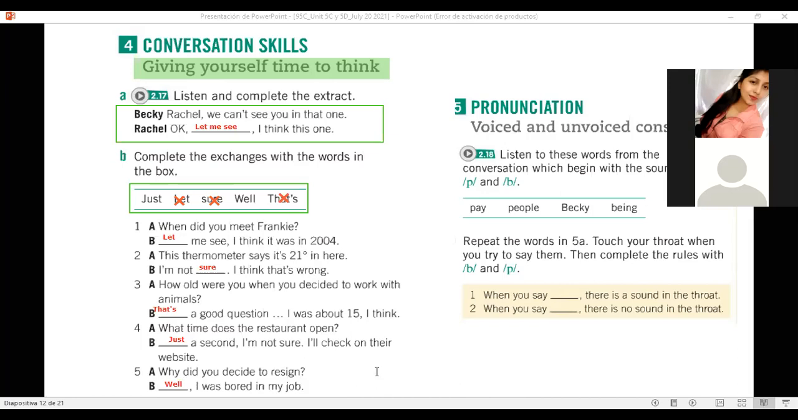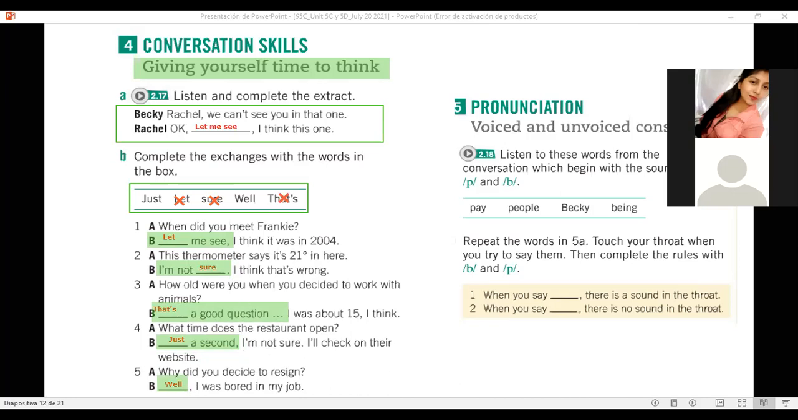Well, cuando ustedes dicen bueno, nos están dando como que esos 2 segunditos extra para poder dar su respuesta. Well, so don't forget about these. These are phrases you can use in order to give yourself some extra time to think about the answer, ¿sí? Cuando ustedes no saben qué responder y están todavía armando las respuestas en su cabeza, pueden utilizar estas frases para darse un poco más de tiempo. Let me see. Sure. That's a good question. Just a second. Or well. Okay, so here, don't forget about these phrases. Let me see. I'm not sure. That's a good question. Just a second. Or well. Don't forget about this.